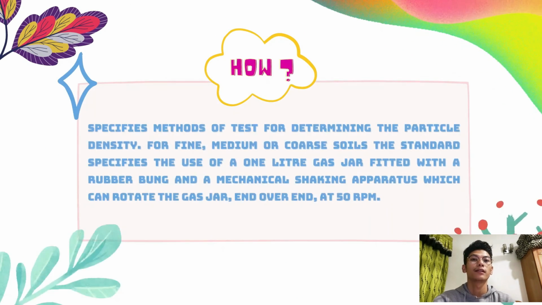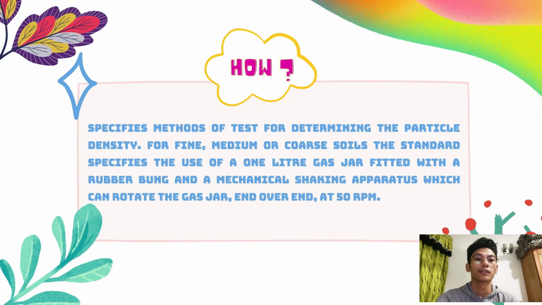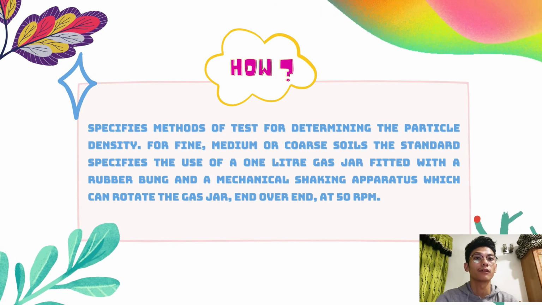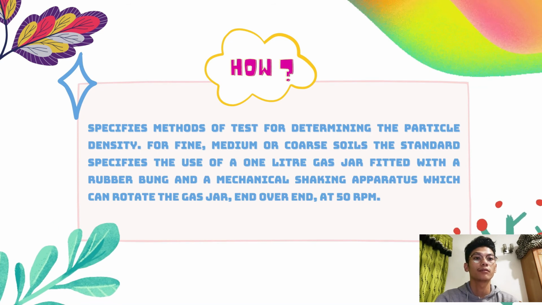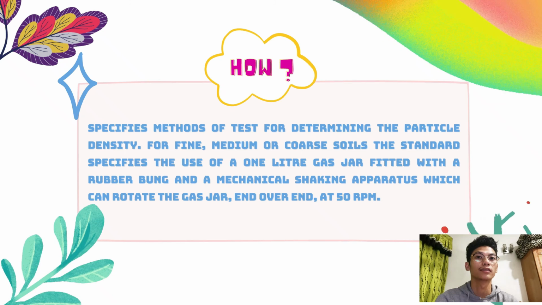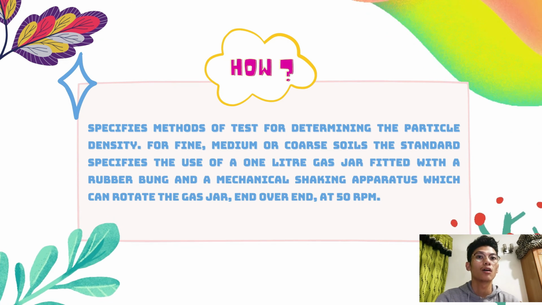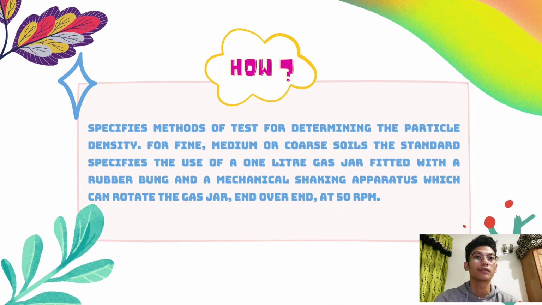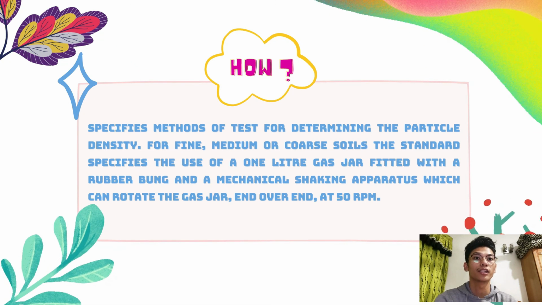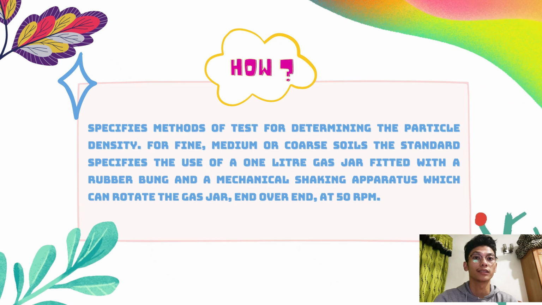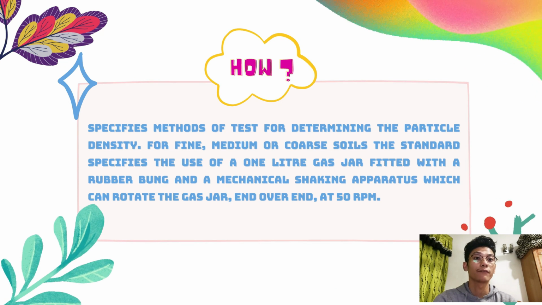The fifth is How. Specific method of test for determining the particle density. For fine, medium or coarse soil, the standard specifies the use of a 1 liter gas jar fitted with a rubber bung and a mechanical shaking apparatus which can rotate the gas jar end over end at 50 rpm.